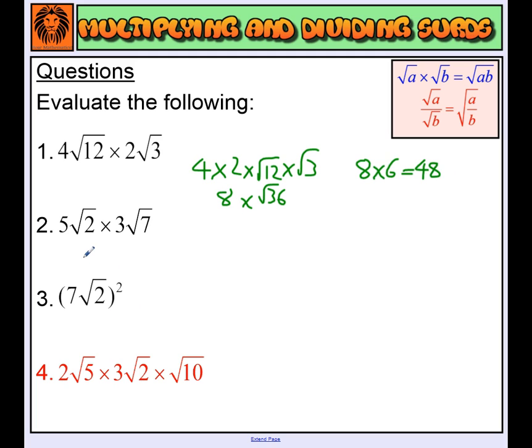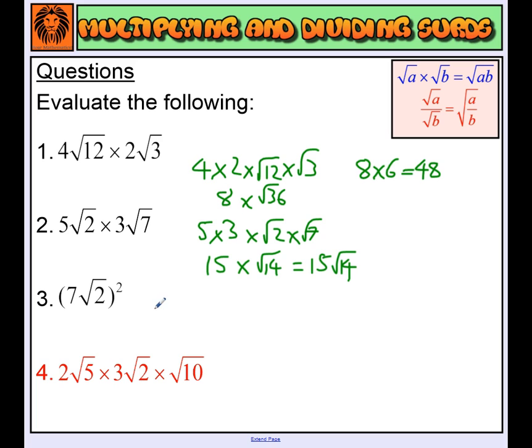Question 2, we have 5 lots of root 2 multiplied by 3 lots of root 7. So using the same method again, we can rearrange this to have 5 times 3 times root 2 times root 7. 5 times 3 is 15, and root 2 times root 7 is root 14. And again, we can't simplify root 14, so the answer to this one is 15 root 14.